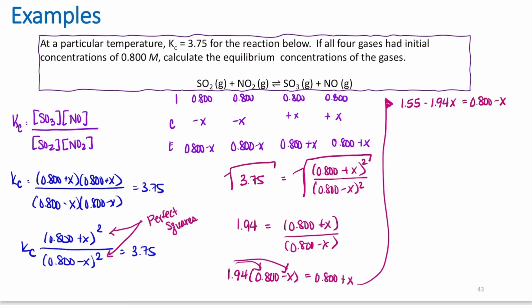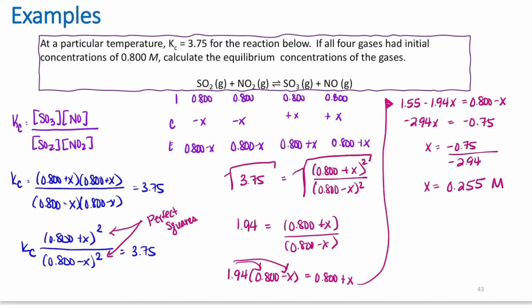Get my variables on one side, my integers on the other. It doesn't matter which side goes to which. I'm going to put my variables on my left side, my integers on my right. So negative 1.94 minus 1, negative 2.94x. And then 0.8 minus 1.55, negative 0.75, solve for x. x is 0.255.